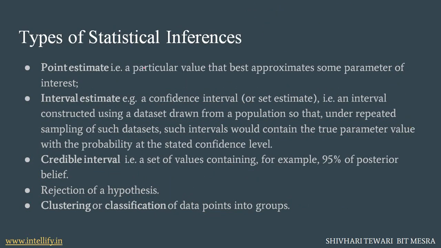Now, what are the types of statistical inferences? Look, there are many types of statistical inferences, like the ones I have mentioned here. Number one is point estimate. Point estimate means a particular value that best approximates some parameter of interest.